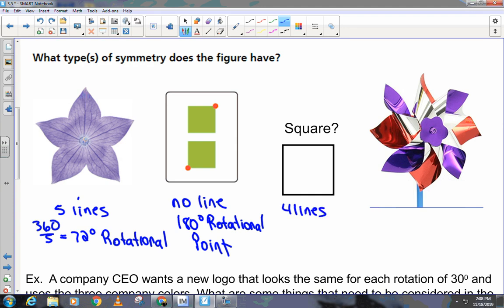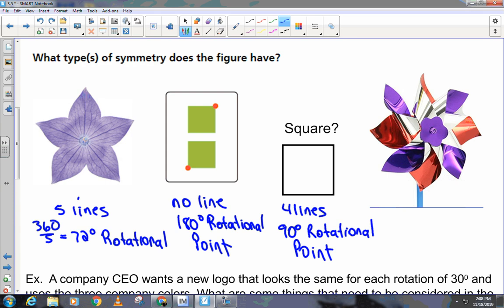What would its rotational symmetry be? 90. Because 360 divided by 4, because you go 1, 2, 3, 4 back to where you started. So it'd be 90 degrees rotational. So would it have point symmetry? And it has point symmetry because 90 divides into 180. So it's got 180 degree rotation.